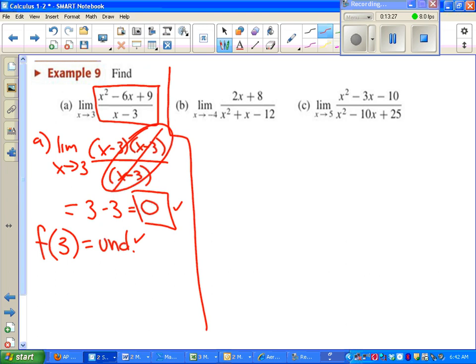Right now, go ahead and pause the video and try a similar process for parts B and C. See if you can get through them okay. Just worry about the limits. Don't worry about the function values. The odds are that both of these function values are going to be undefined anyhow.